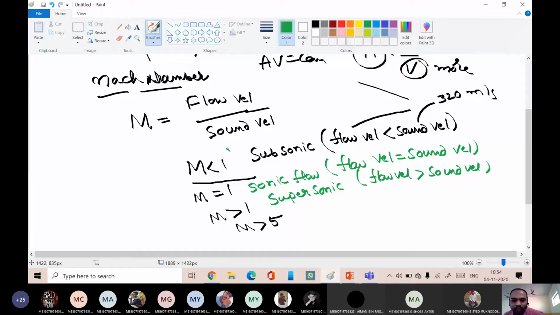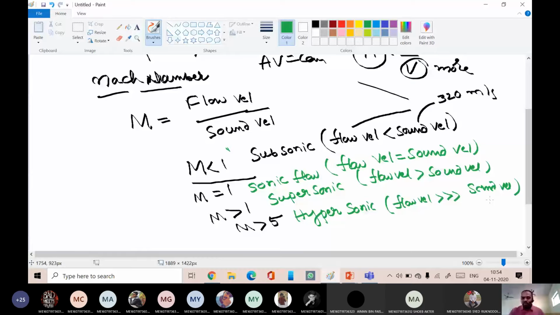And M greater than 5, we call it hypersonic flow. Where do these conditions exist? In space, when aeroplanes are moving, the Mach number of the aeroplane is more than 5. So this type of flow is called hypersonic flow. In that condition, flow velocity is much more than sound velocity, 5 times more. Right? Just for the time being, you know what Mach number is. Mach number is flow velocity over sound velocity.